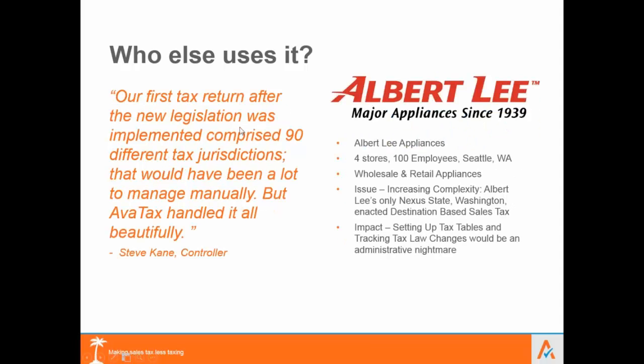So in 2008, the state of Washington changed their sourcing rules, and they actually had a large number of changes in their sales tax. But one is they went to destination-based sourcing. So there's 200 and some odd different jurisdictions in the state of Washington. It made the tax return much more difficult. So you're going to see in this case, their first tax return had 90 different tax jurisdictions that they had to include on that tax return. But since we did it, all they simply did was review the amount that was due, and we handled the rest.